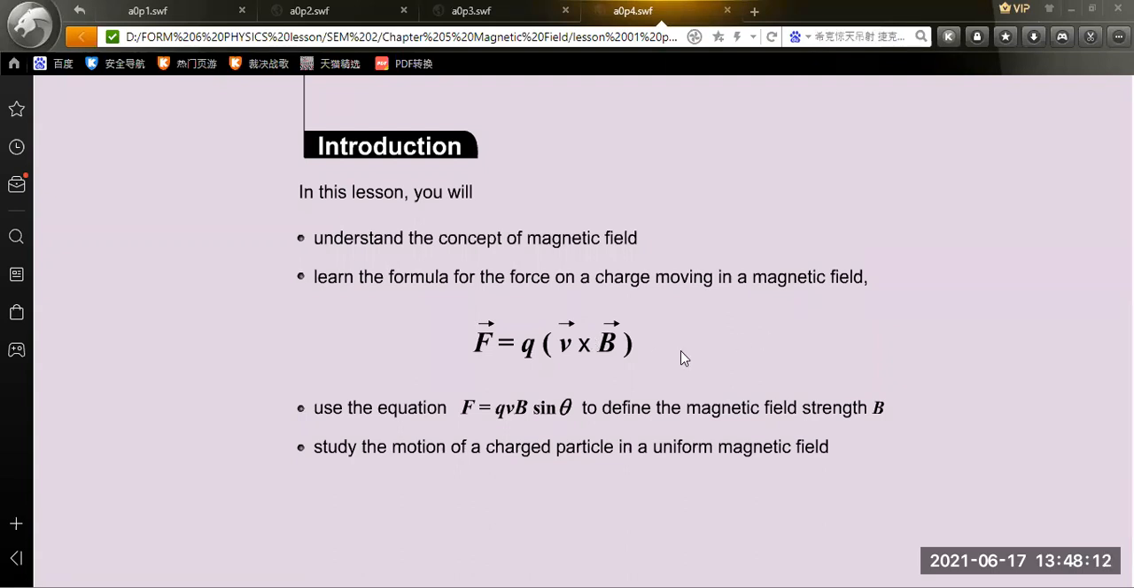Objective number 3, use the equation F equals QVB sin theta to define the magnetic field strength B. Study the motion of a charged particle in a uniform magnetic field.